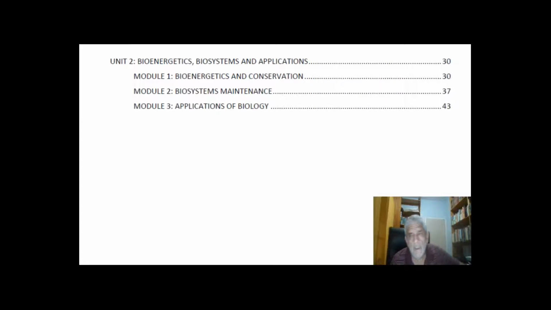So, what's in store for us this year? Unit 2, like Unit 1, has 3 modules. The first one is bioenergetics and conservation. The second one, biosystems maintenance. And the third, applications of biology.